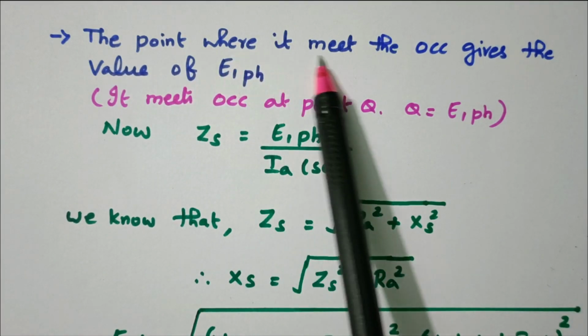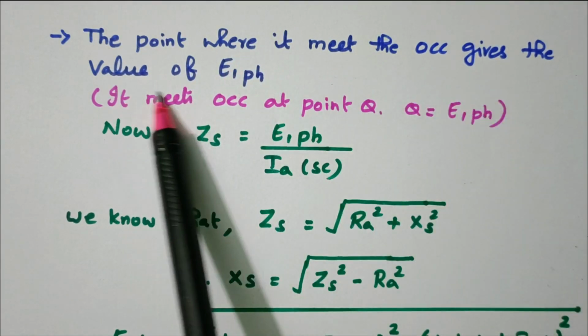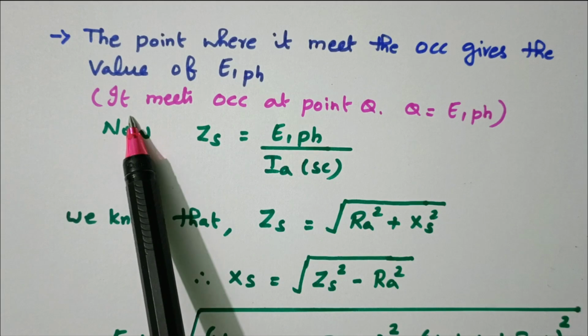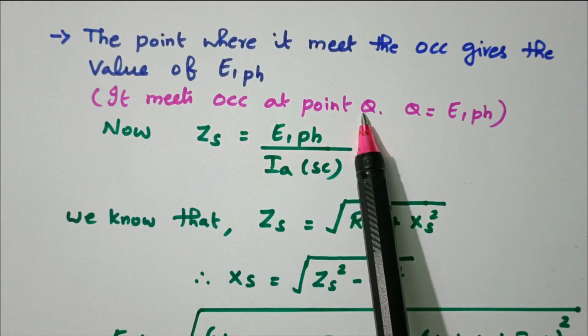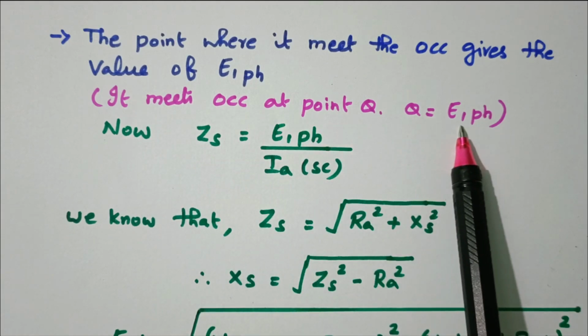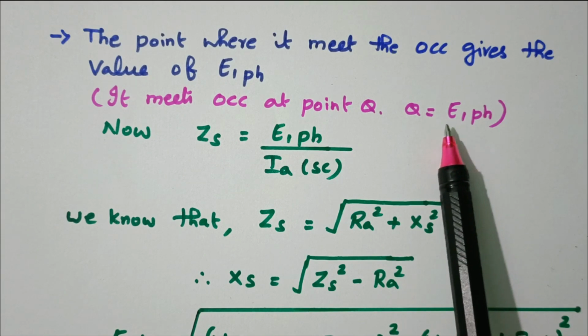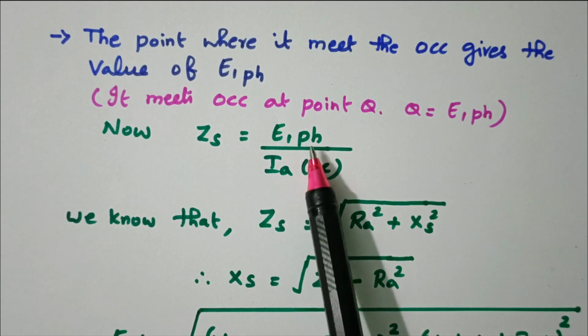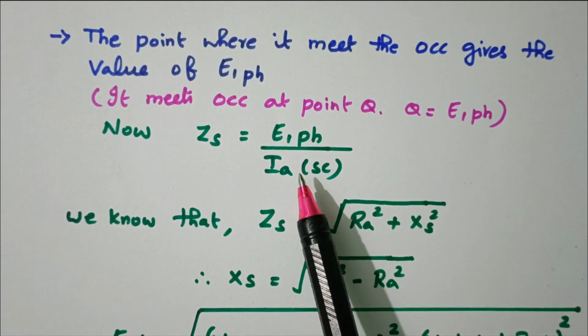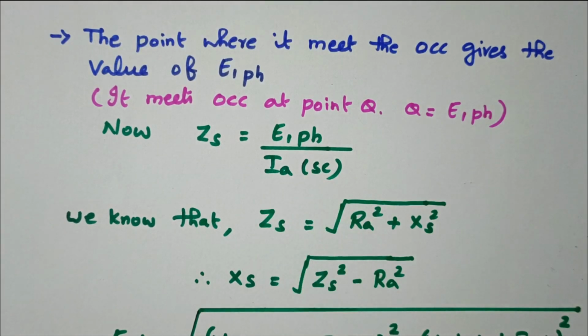The point where it meets the OCC will give the value of E1 phase. It meets the OCC at point Q. Q is nothing but E1 phase. Right? Q will give the E1 phase. Correspondingly, it will also give the IASC. Both are available from the graph. Now we'll refer to the graph.